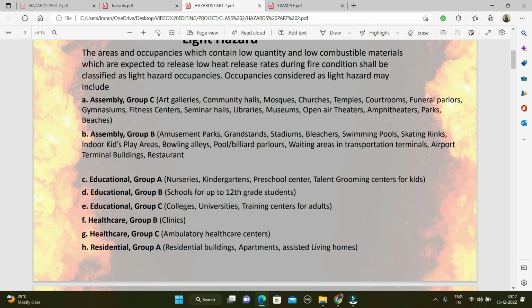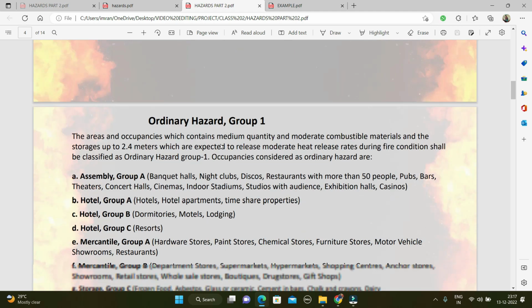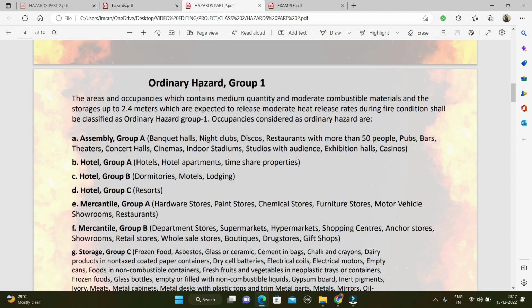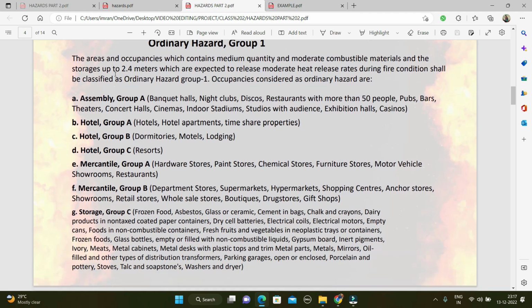So it's very, very important to know all these hazards. That's why I thought to explain the details about hazards. Also, see group 2, ordinary group 1.